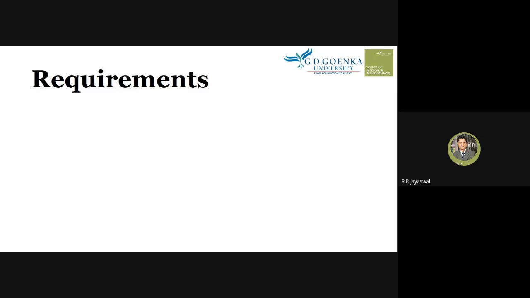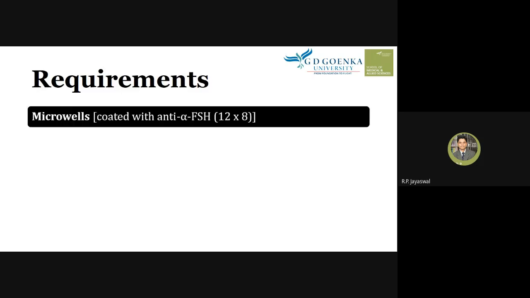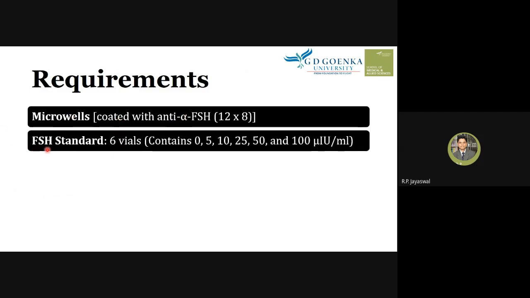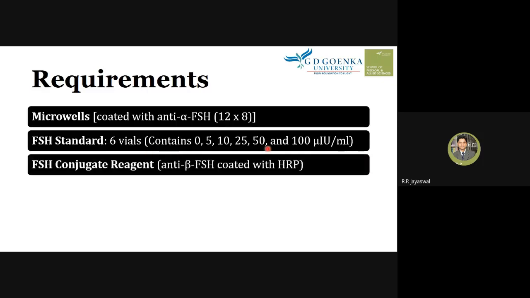Here the requirements are microwells coated with antibodies, basically alpha subunit antibodies. Antibodies are coated onto the microwells. Then we need an FSH standard. We require 6 vials with concentrations of 0, 5, 10, 25, 50, and 100 micro international units per ml. These are the different concentrations of the standard, which can be used to prepare the standard curve graph.